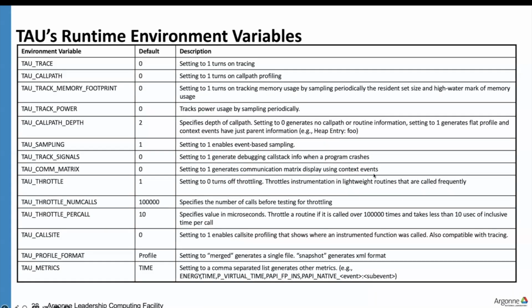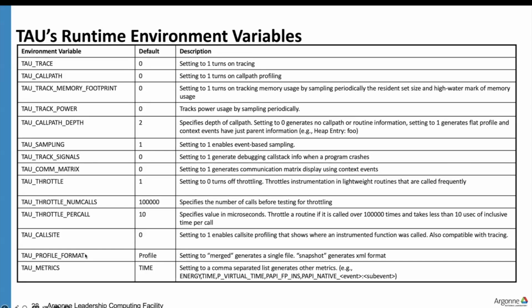There are some environment variables you can turn on, like TAU_TRACE, setting it to 1 turns on trace files, call path profiling, memory footprint. You can change the size of the call path, turn on sampling, which is the same as tau_exec with a -ebs option. Even track signals so you can see a backtrace of where your application crashed.